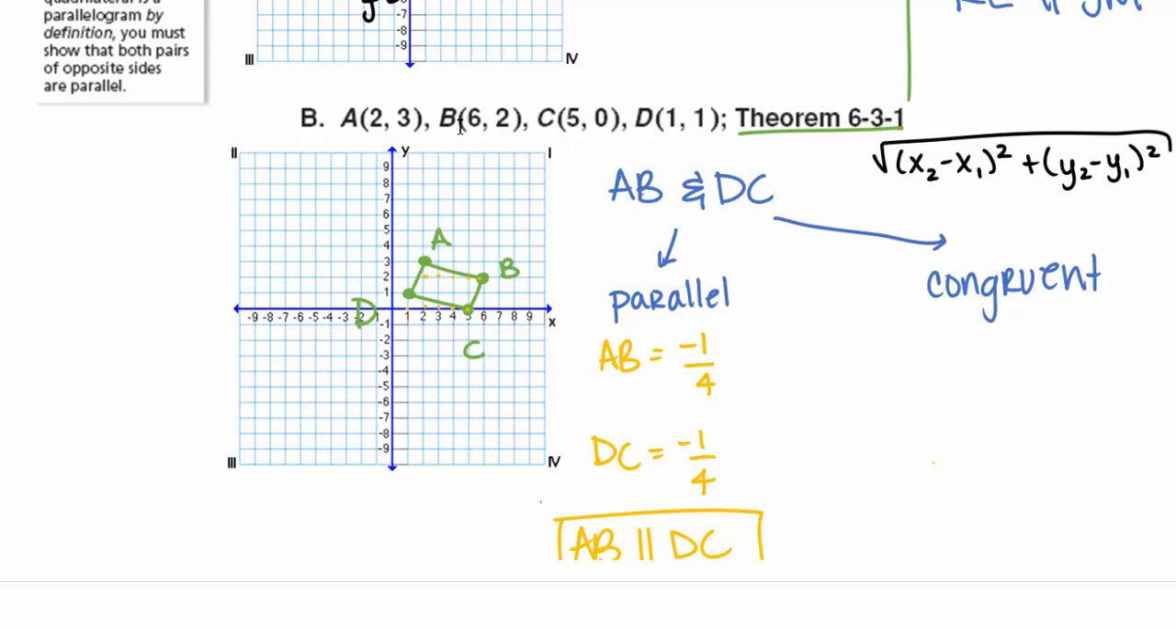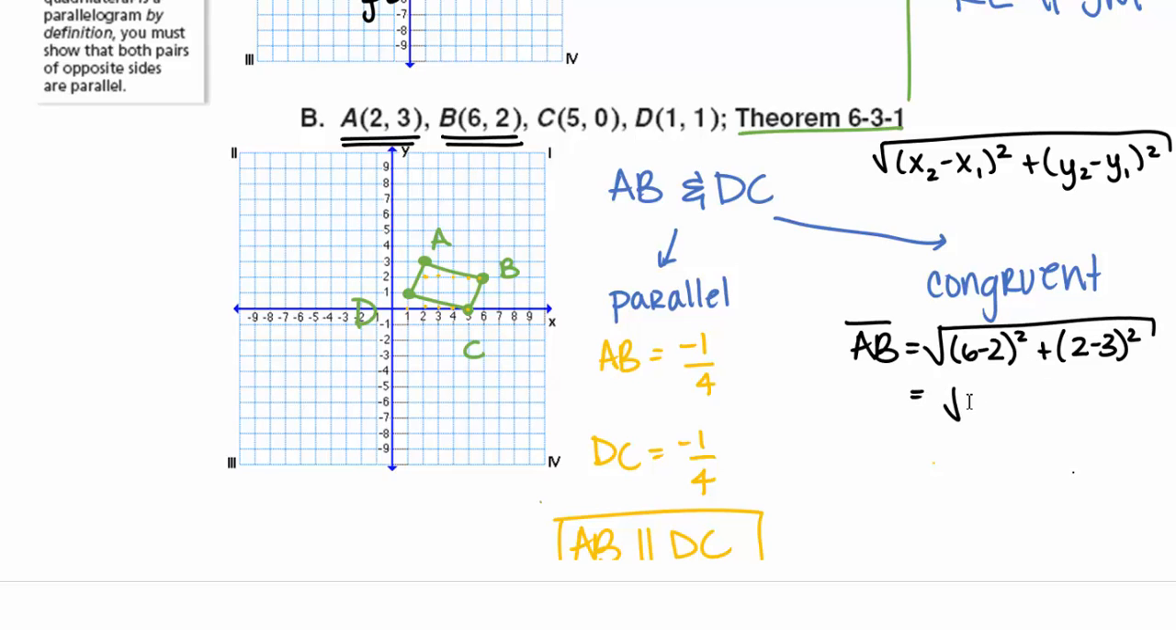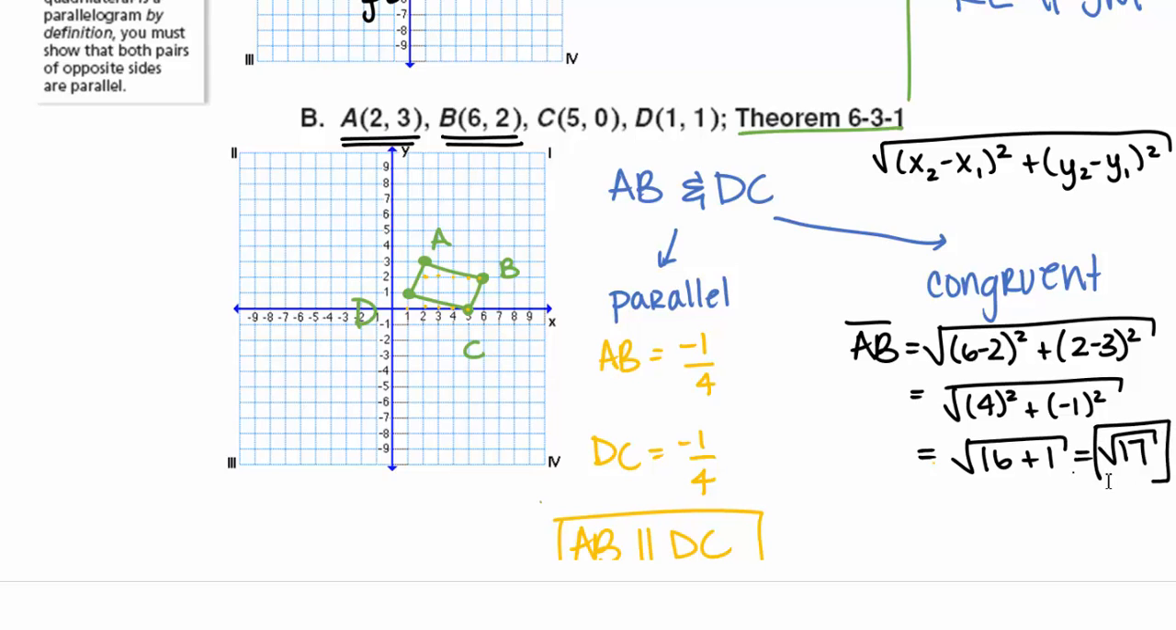So A is at 2, 3, and B is at 6, 2. So the distance between them is going to be the square root of, subtract our x's, so 6 minus 2, square it. Subtract our y's, so 2 minus 3, and square it. This is 4 squared. This is negative 1 squared. We get 16 plus 1. So we're taking the square root of 17. And we can type that in our calculator if we want, or we can just leave it because this is actually a length here, the square root of 17. So let's just leave it.